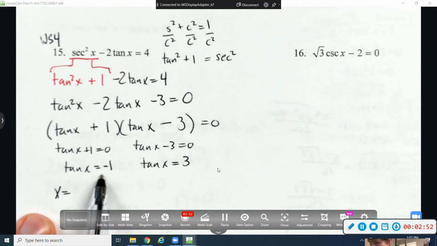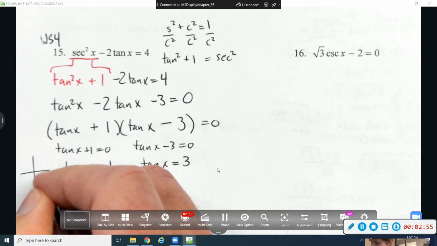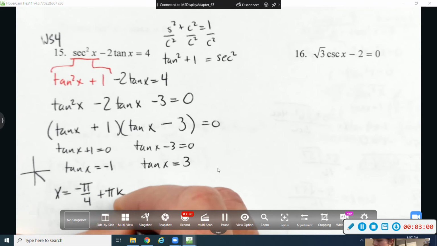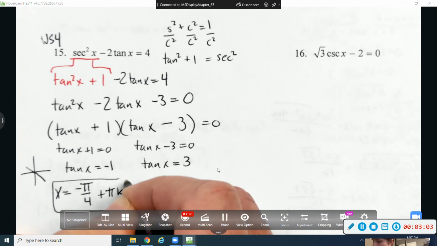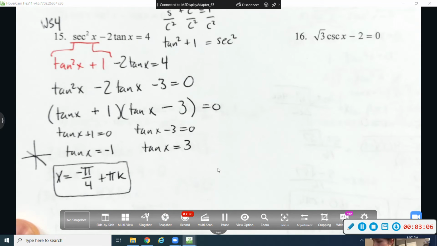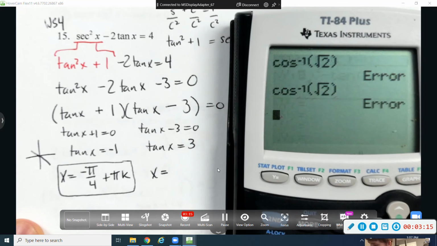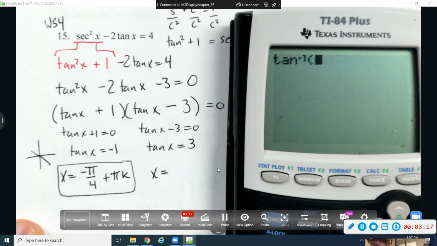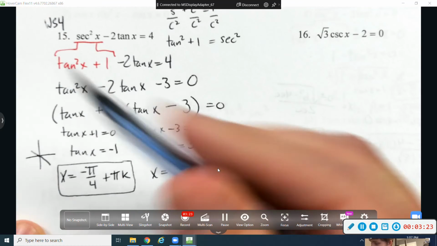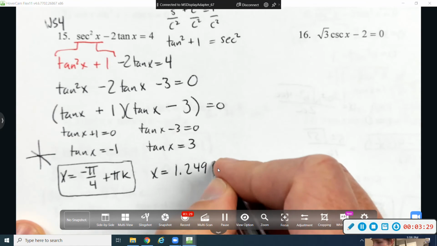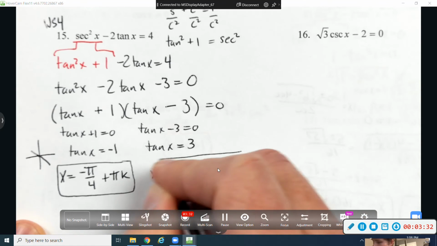Well, I can give an exact value for this one because tangent is negative 1 at negative pi over 4 plus pi k if I want to get them all. Tan x equals 3, that I can't get an exact value for. That I'll have to use the calculator. Inverse tangent 3, 1.249. And then the tangent rule is just plus pi k gets all of them.